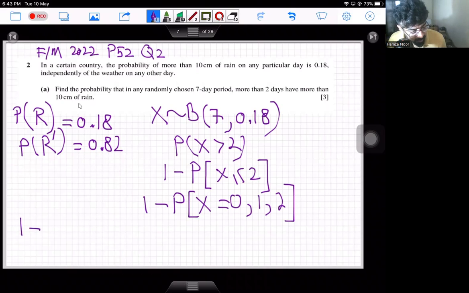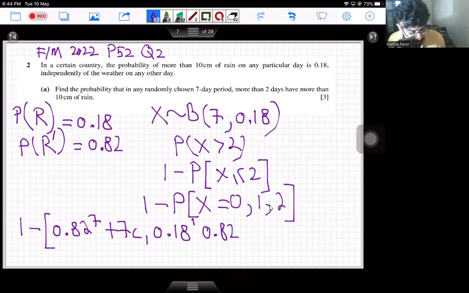So 1 minus what? What is the meaning of X equal to 0? That success is not occurring at all. Success is occurring 0 times. So failure is occurring n number of times, and in this case, n is 7. So failure raised to the power 7, 0.82 raised to the power 7. Plus, what is the meaning of X equal to 1? This means that success is occurring 1 time and failure is occurring 6 times. So 7C1 multiplied by success raised to the power 1, whereas failure is raised to the power 6.